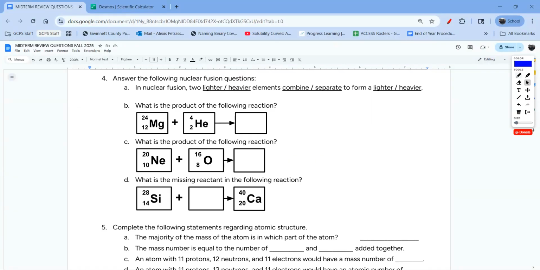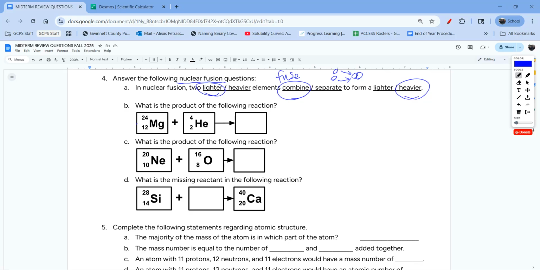All right, nuclear fusion. In nuclear fusion, two lighter elements, meaning very light in weight, combine, they fuse together, think fusion dance from Dragon Ball Z, to form something heavier. If two light things combine, they're going to form something weighing more. So these are two light elements. They combine together to form something heavier.